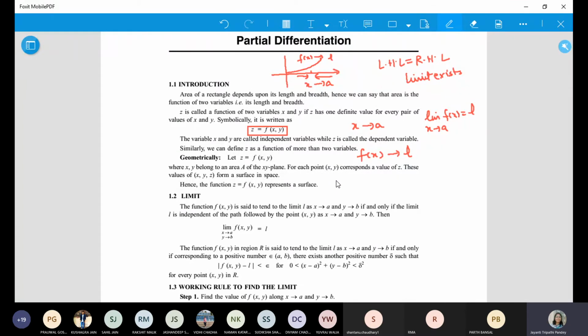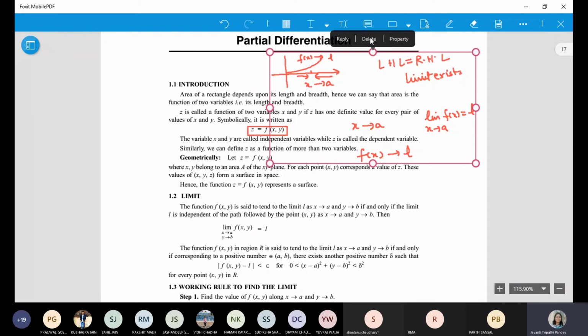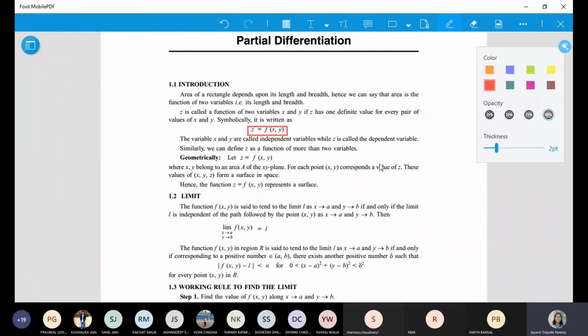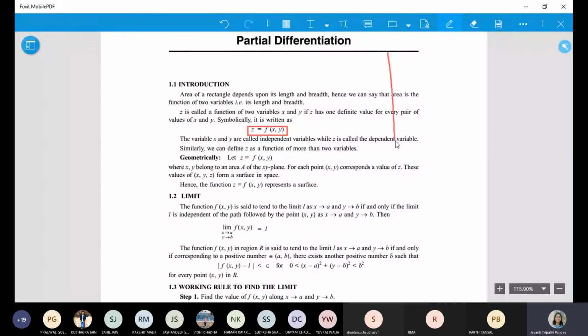Now I'm trying to make it for two variables. Just try and understand. I'm removing this and just see what it means when we say that we have two variables. Suppose you are talking about two variables. Okay. Now this is your point (a, b) on which you are trying to get the limit. Okay. That means what you are saying, (x, y) is approaching to (a, b). Is this understood, the statement?